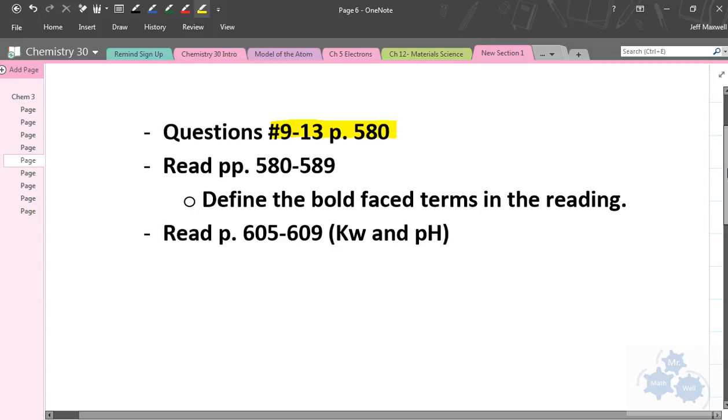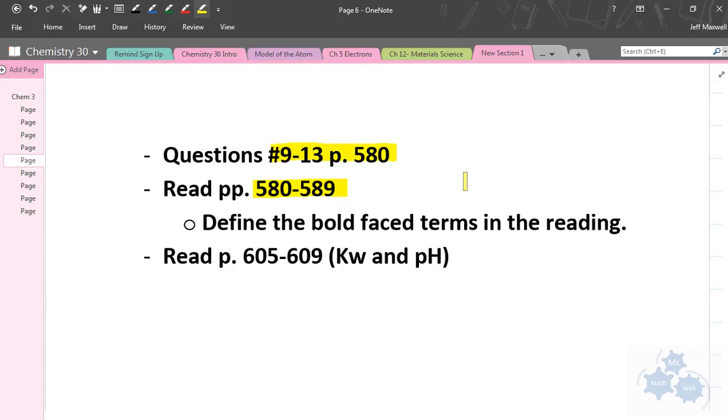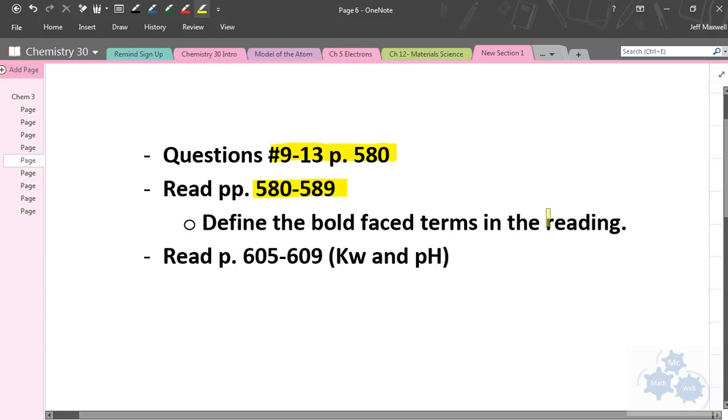All right, so pages 580 to 589, there's a few bold-faced terms in there that we've already talked about, and amphoteric is one of them. Do you remember what that was? We talked about that yesterday. Yes, a substance can behave either as an acid or base, depending on what it's in solution with, and water is a good example there.